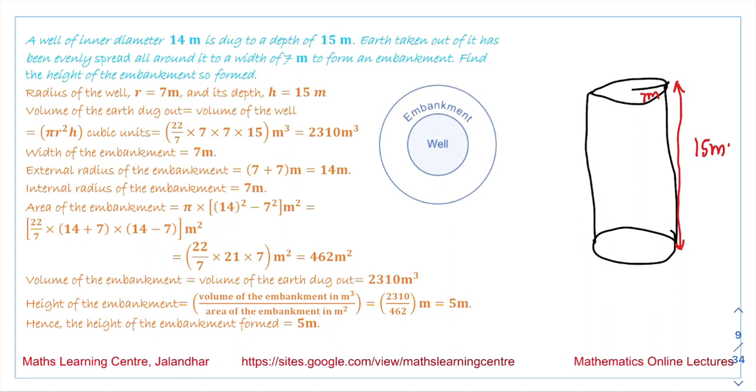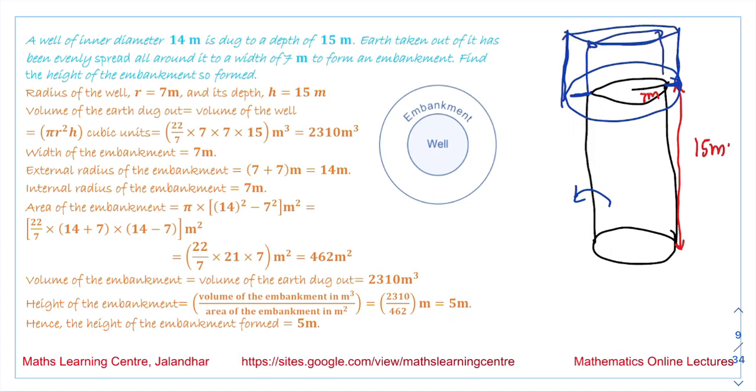So we have dug this well and we have taken the earth out, and we have spread that on this portion like this, up to some height over here. So what we are talking about is that the earth we have taken out, we have spread that over here, in this portion. So we have to find the height of this embankment. The width of this portion is given to be 7 meters again.